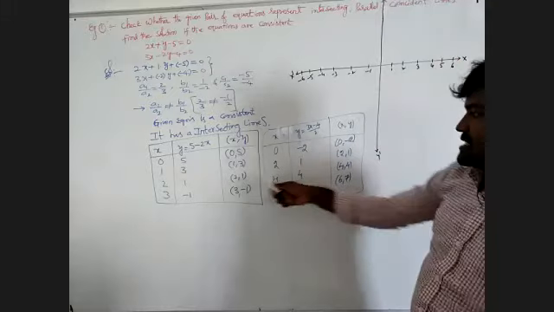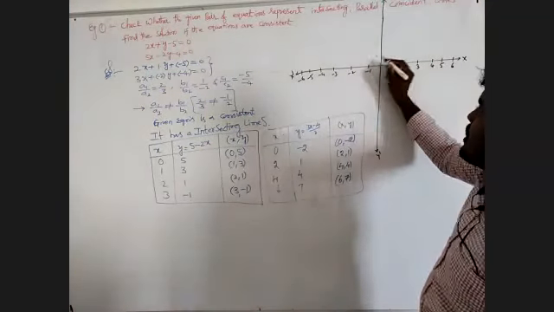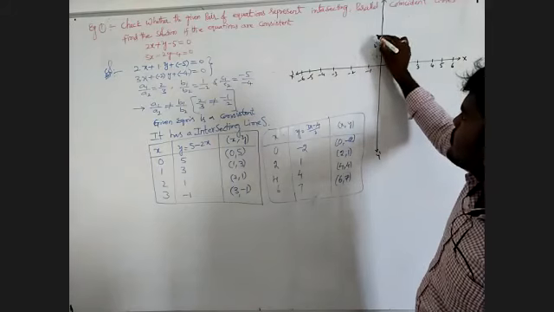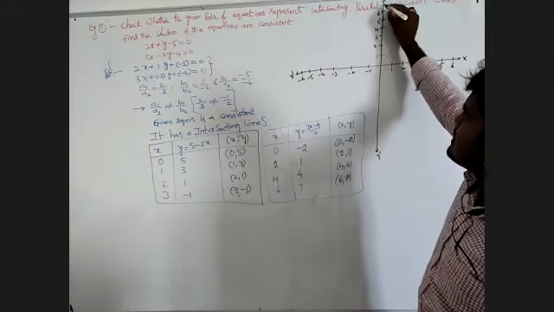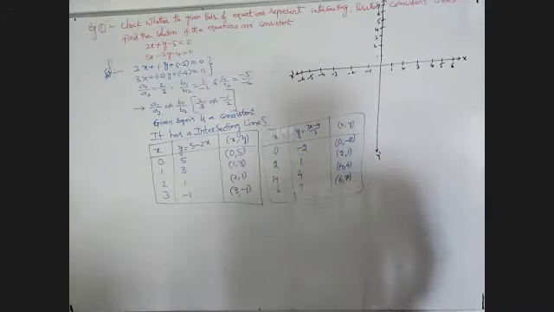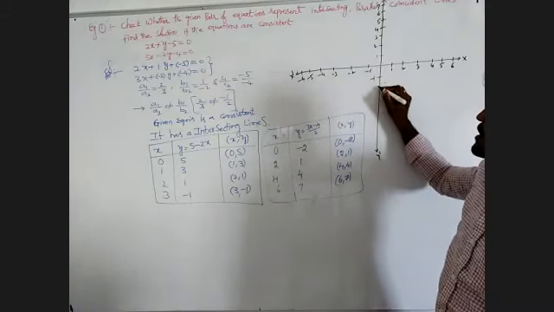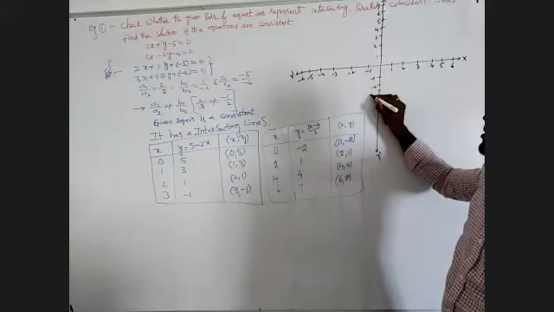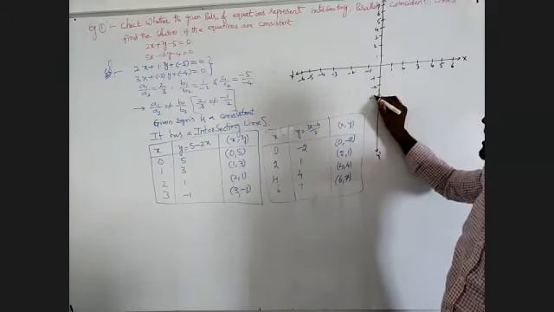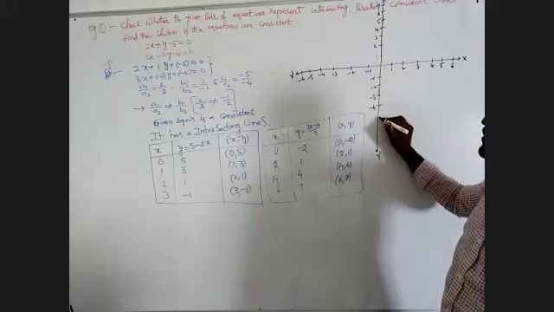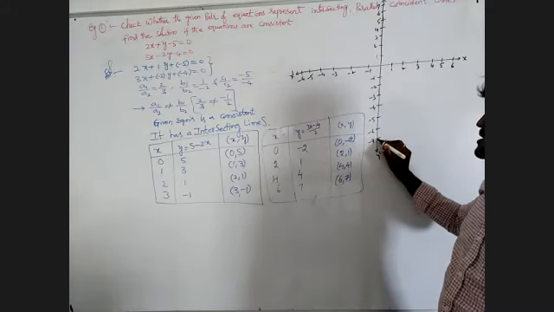The y-axis goes up to 7. This is 1, 2, 3, 4, 5, 6 and 7. We have to take the values of the negative y-axis: minus 1, minus 2, minus 3, minus 4, minus 5, minus 6 and minus 7.